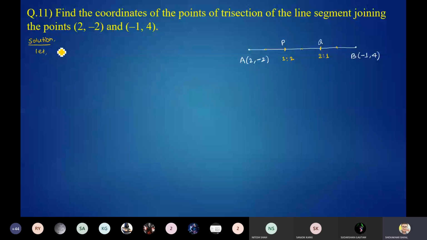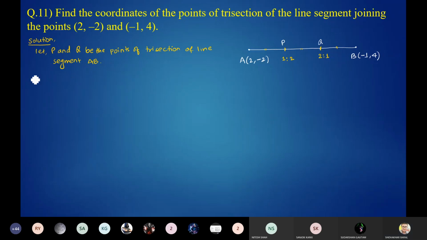Let P and Q be the points of trisection of AB, or you can simply write, of line segment AB. Let me write it.